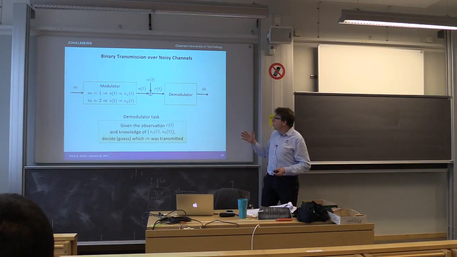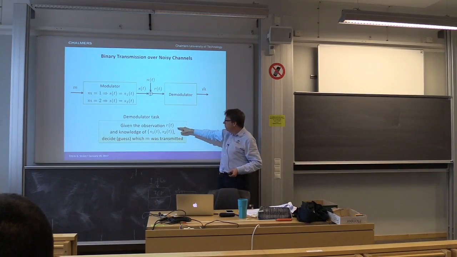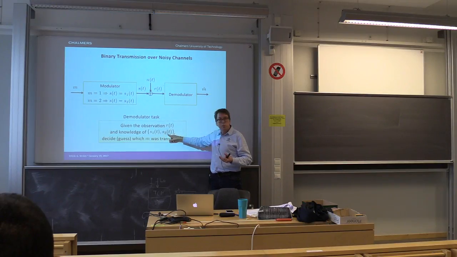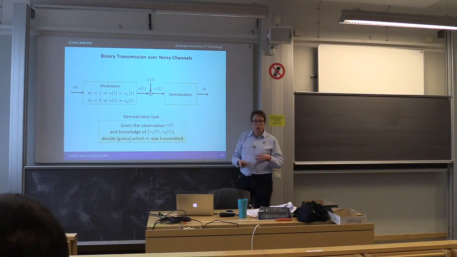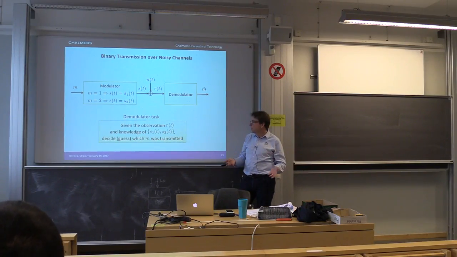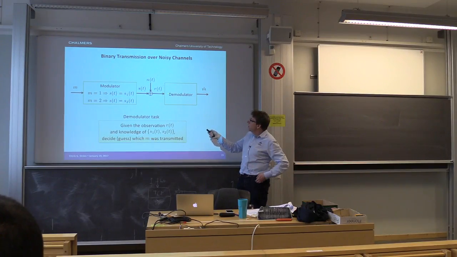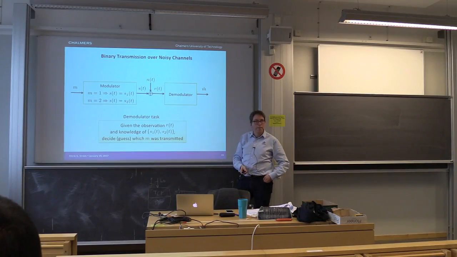Okay. And the purpose of the demodulator is the following. Given an observation R, it looks at the received signal. It knows what the possible transmitted signals could be. That's known because this is a design thing which is done before anything is transmitted. It needs to figure out what M is. And this is called detecting or guessing or deciding. Okay. So the purpose of the demodulator is, given R, knowledge of S1 and S2, figure out the value of M. Clear?